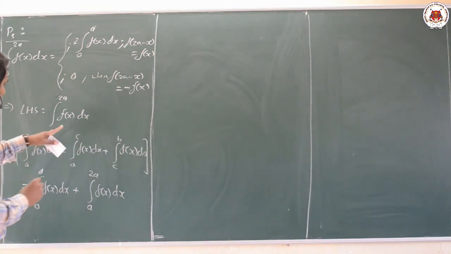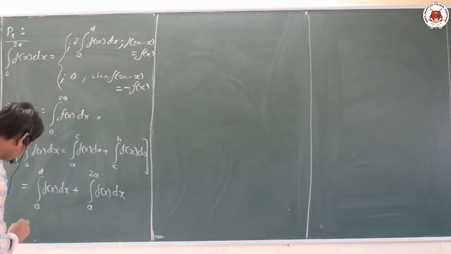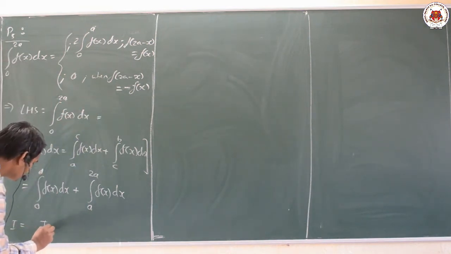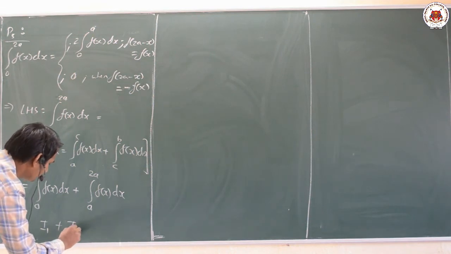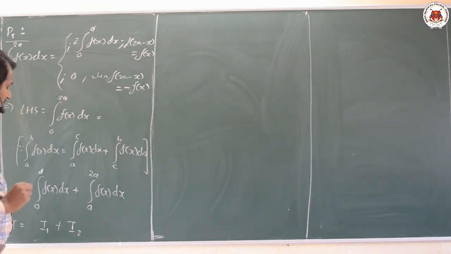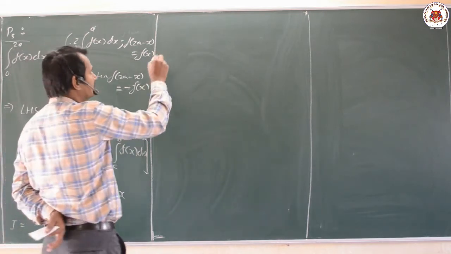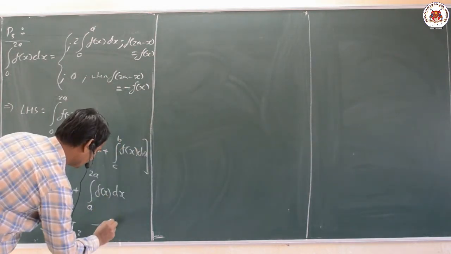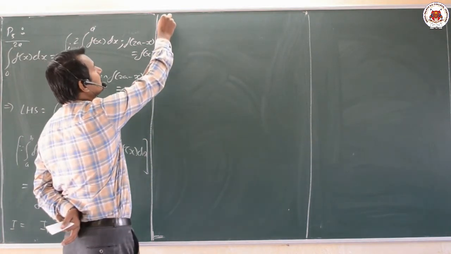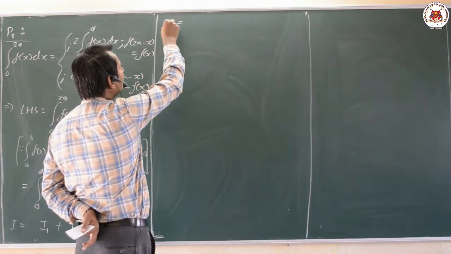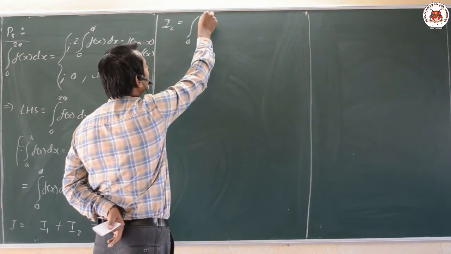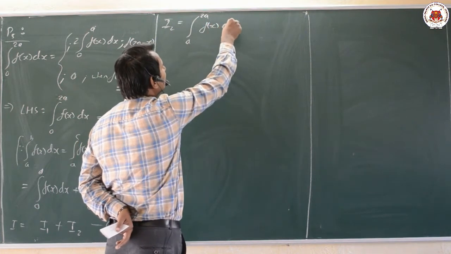Now what I will do is, let us take I equal to I1 plus I2. Okay, I is equal to I1 plus I2. Now only for I2 I will work here. You can take it as some equation number 1 or something. For I2, we have I2 equal to the integral from a to 2a of f of x dx.